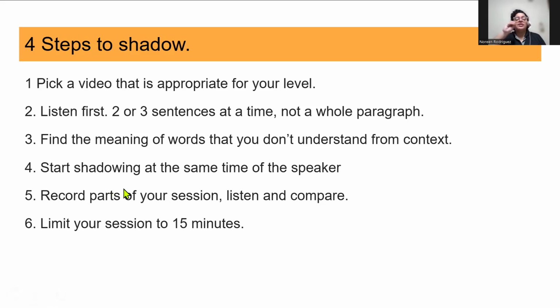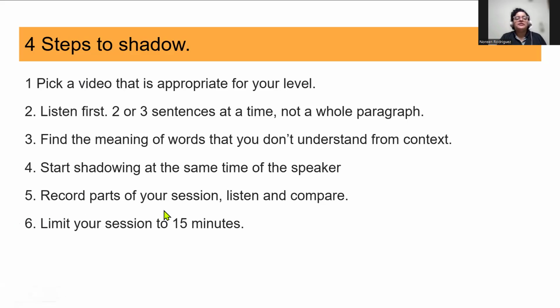And you're going to shadow at the same time as the speaker. So it's not repeating after the speaker. No, once you listen the first time, that is precisely for that, so you get familiarized with the words. So the second time, what you're doing is speaking, imitating at the same time as the speaker.